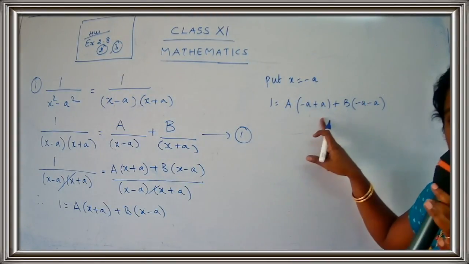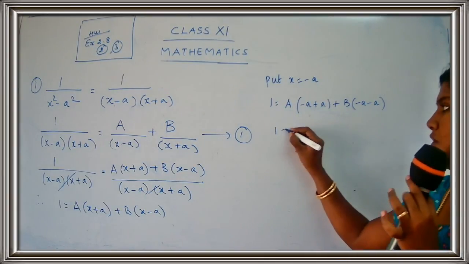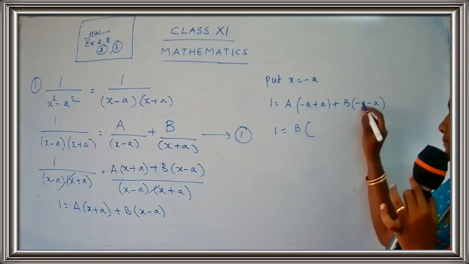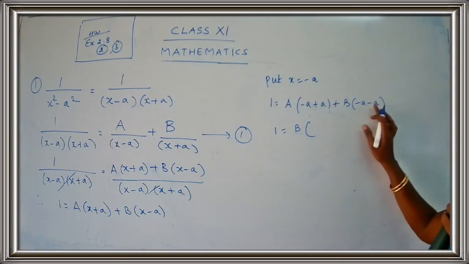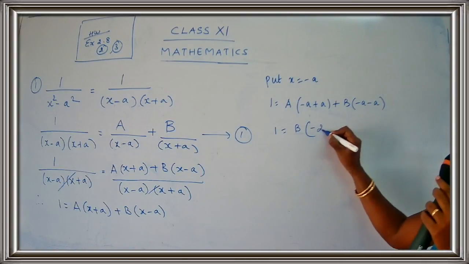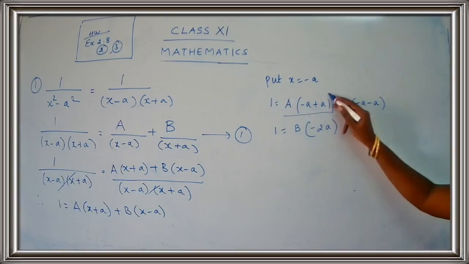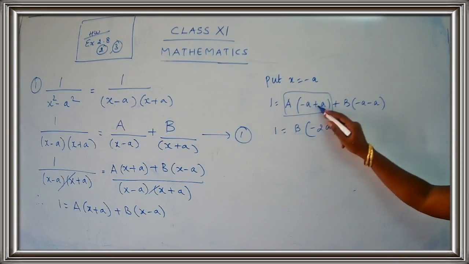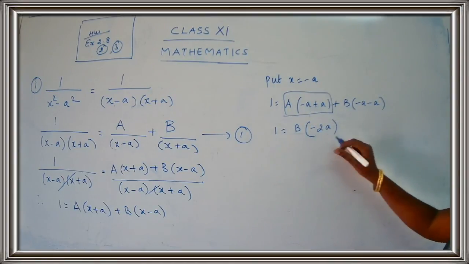Now minus a plus a, 0. So anything multiplied by 0? 0. So what is left here? 1 is equal to b minus a minus a. What is minus minus? Minus 2a. Minus minus plus. So a plus a, 2a, along with the sign minus. Getting the point, children? So what do you get here? 1. This term becomes 0 because minus a plus a gets cancelled. So 0 into a is going to give you 0. So 1 is equal to b minus 2a.